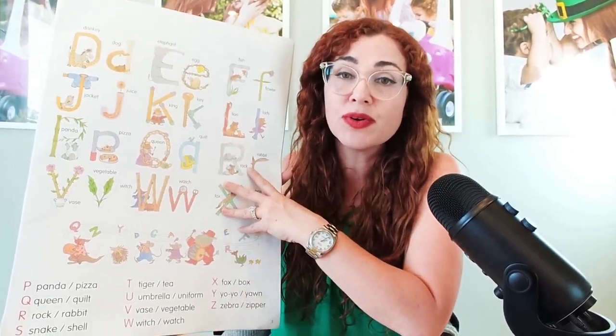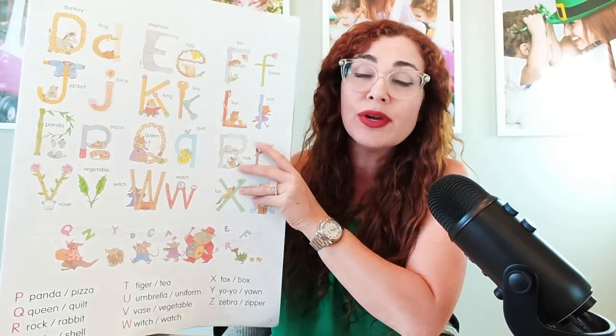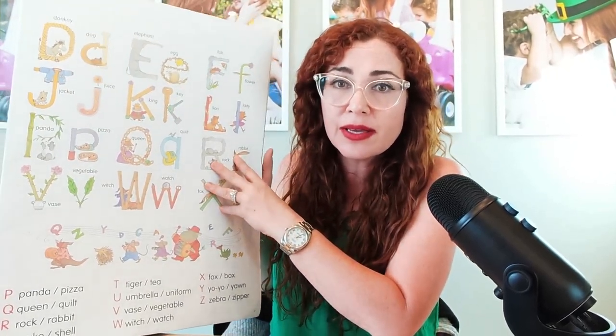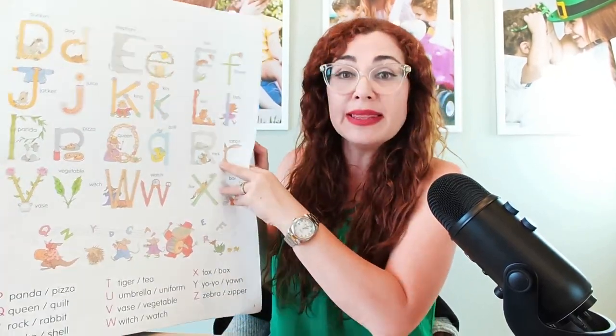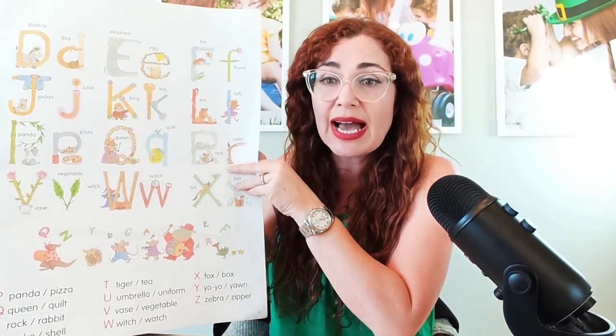Because the alphabet is one of those milestones that we are looking for. We are not looking for every single letter in the alphabet, but we're looking for some. Like I said, the simple ones. In this big book, you can also teach adjectives.